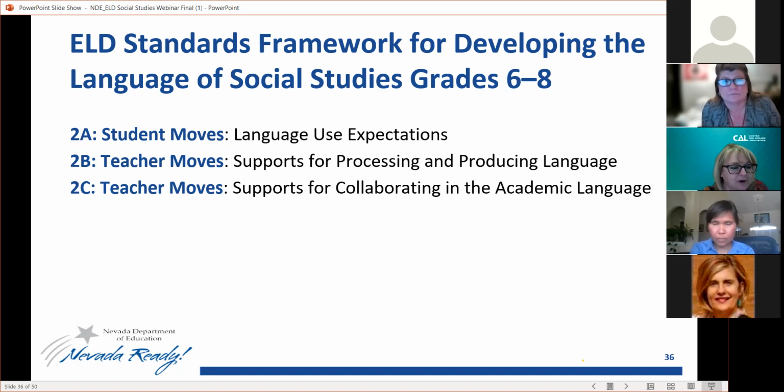Then the second one is talking about teacher moves. What are those instructional practices, those instructional procedures and techniques that teachers will use to help support our language learners as they process and produce language?